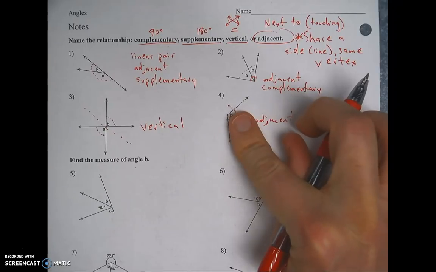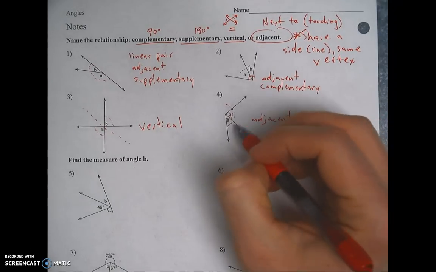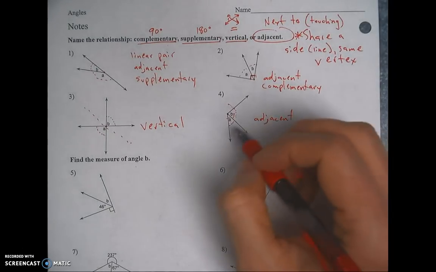If you took away this middle part, that one big angle is obtuse. It's between 90 and 180. So together, they're nothing special except adjacent because they're touching. So down to number five.